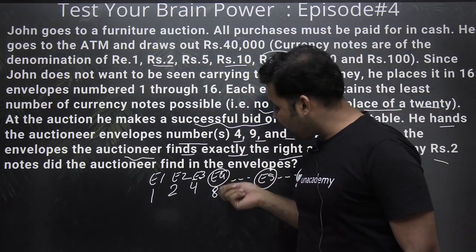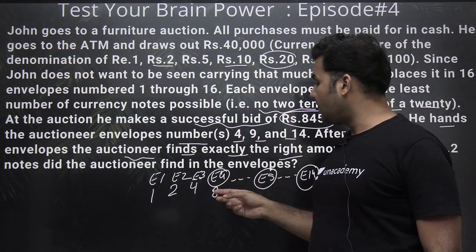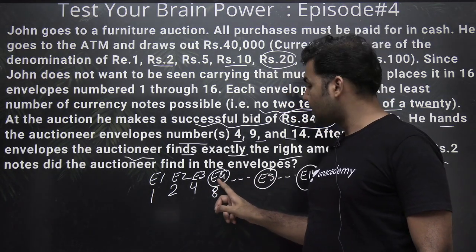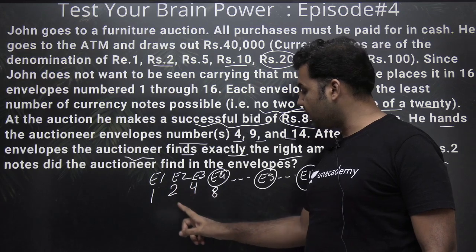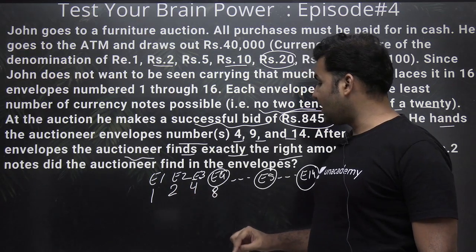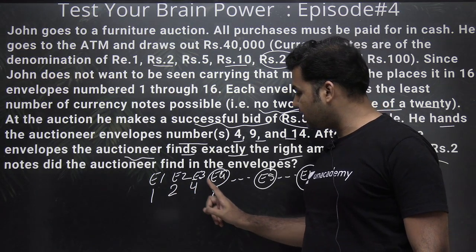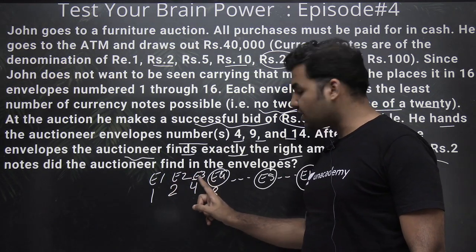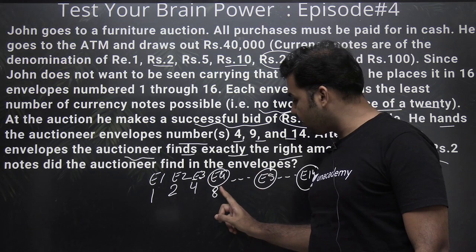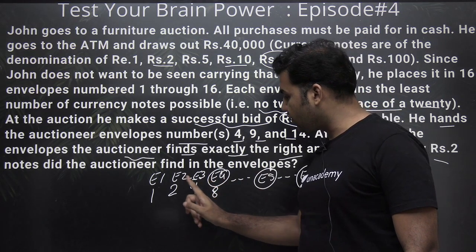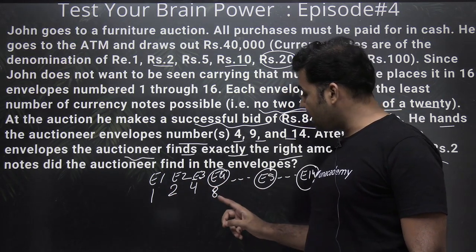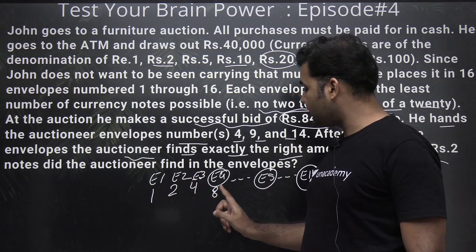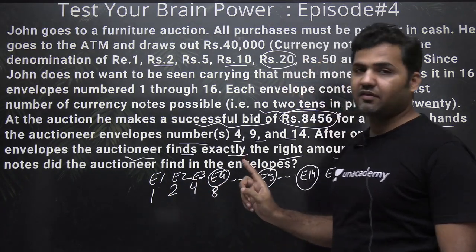Now, if he is having 8 rupees in envelope number 4, he can pay 9 rupees by combining 1 and 4. He can pay 10 rupees by combining 2 and 4. He can pay 11 rupees by combining 8 plus 2 plus 1. He can pay 12 rupees by combining 8 plus 4. He can pay 13 rupees by combining 8 plus 4 plus 1. He can pay 14 rupees by combining 8 plus 4 plus 2. He can pay 15 rupees by combining all these envelopes.